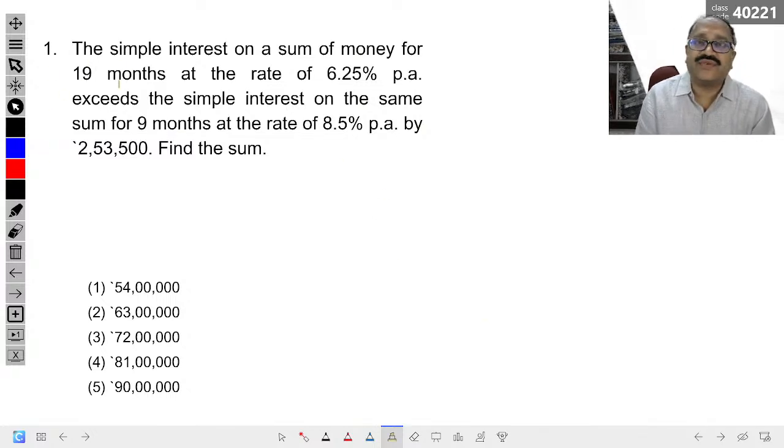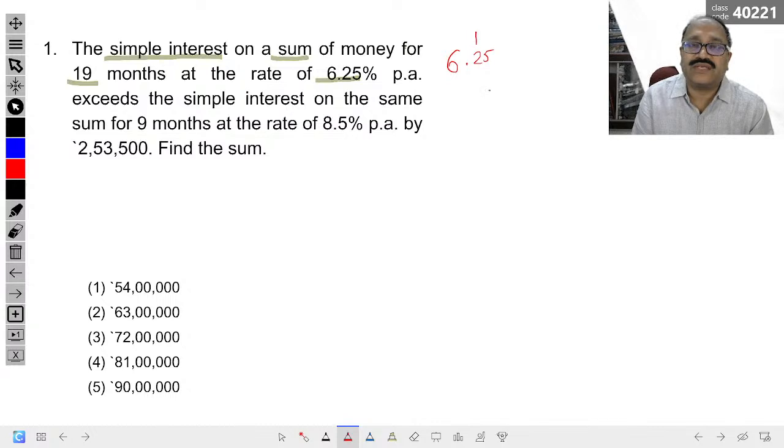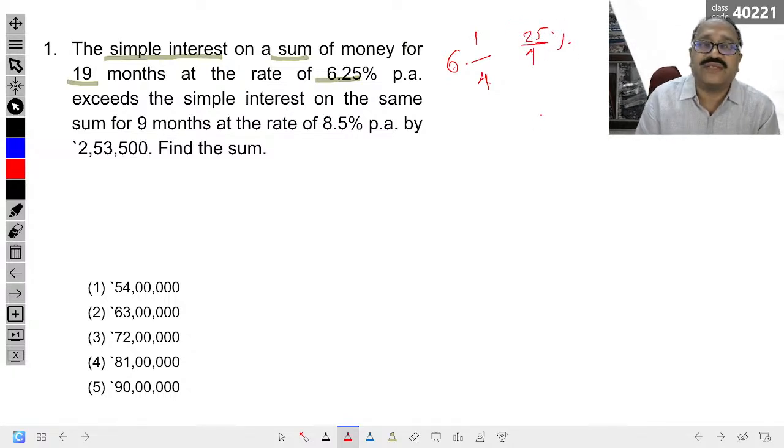Now we will answer the question here. Did you understand the question? It is all about simple interest. It says simple interest on a sum of money for 19 months at the rate of 16.25%. You are expected to know 16.25%. You will write 16 1 by 4, then this is 6 4 24 and 1 25, so you can write it as 25 by 4%. For how many months? 19 months. So the overall interest will be multiplied by 19 by 12. Why by 12? Because we are converting that into years. So this is the first interest from the first part.